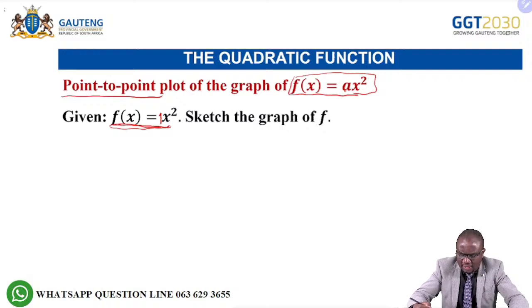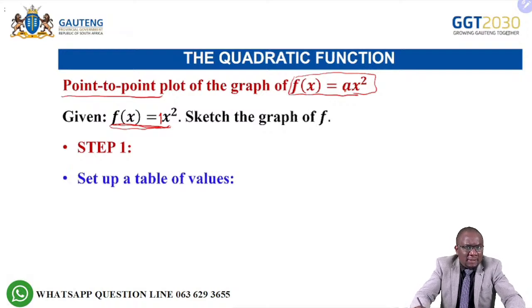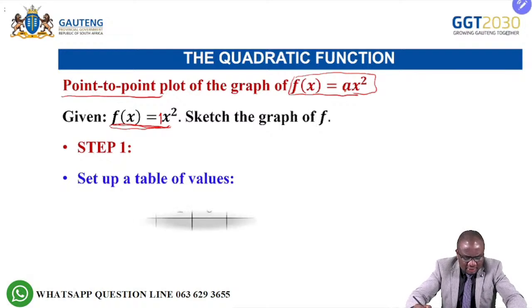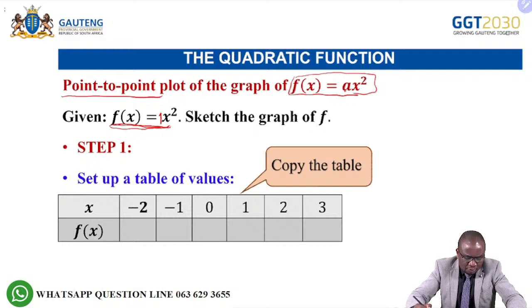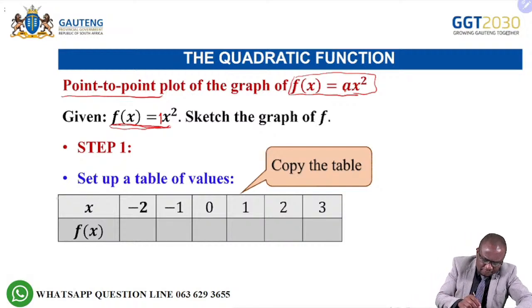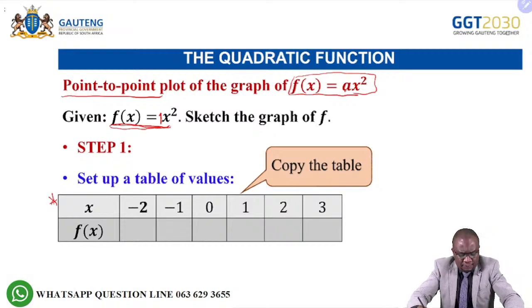Right, now we say a is 1. So step number 1, set up a table of values, just like we did in our baseline activity. I'll give you time to draw the table of values. Now this is the table of values. Please copy this table. I'm going to give you 2 minutes to copy the table as it is. Copy it to your book. Let's do that.